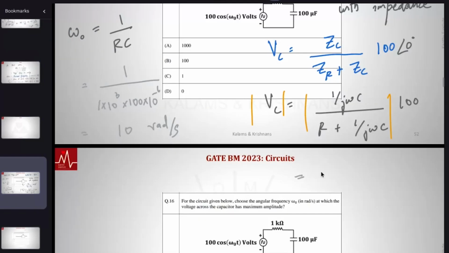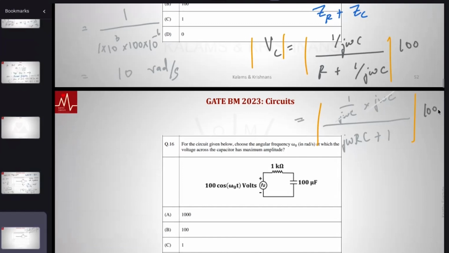Again, let me do this calculation once. You have 1 by j omega C, and what you have here is j omega CR plus 1, the whole thing by j omega C. I just added the denominator, j omega C. If I take the j omega C to the numerator, this thing cancels. What you are left with is this into 100.